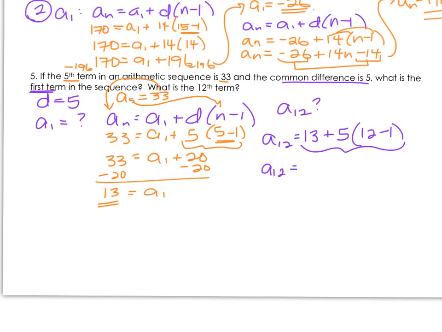All right, 12 minus 1 is 11, and 11 times 5 is 55. That would mean that our 12th term, if we take 55 plus 13, we would get 68. That is the value of the 12th term. This is all the first part of lesson 12.2.